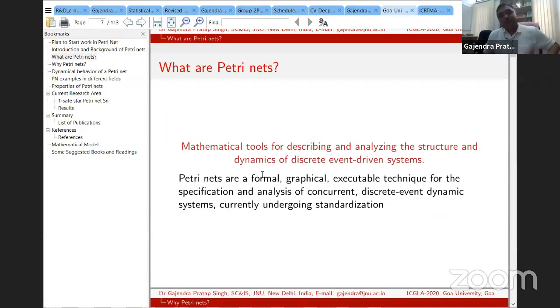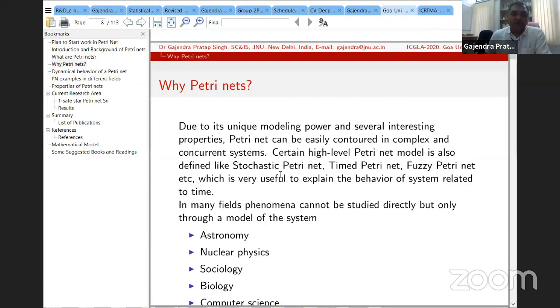What are Petri nets? Basically, Petri nets are mathematical tools, or you can say a discrete event-driven dynamical system. Petri nets are formal, and we can also see them as formal graphical executable techniques for specification and analysis of concurrent discrete event dynamic systems.